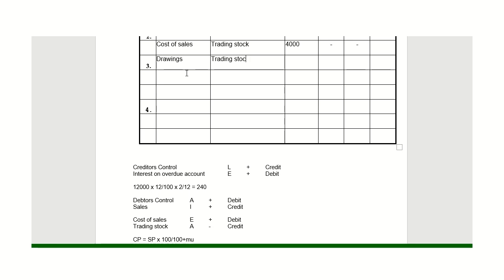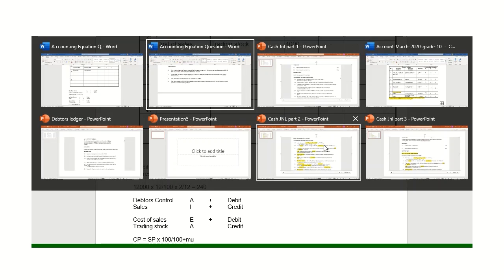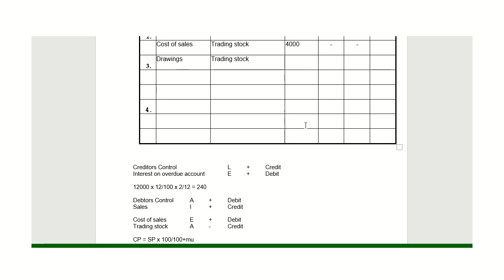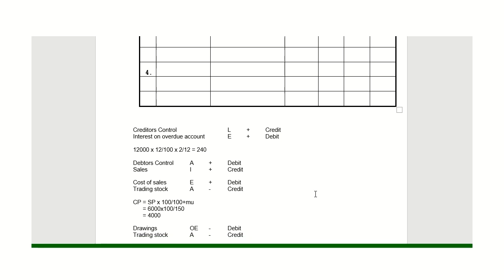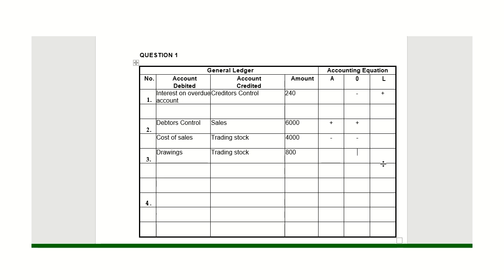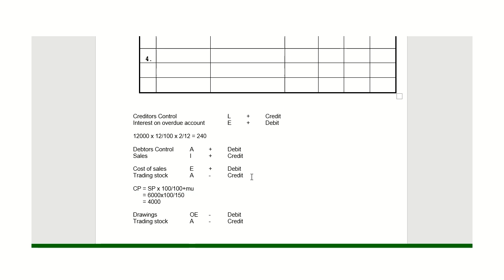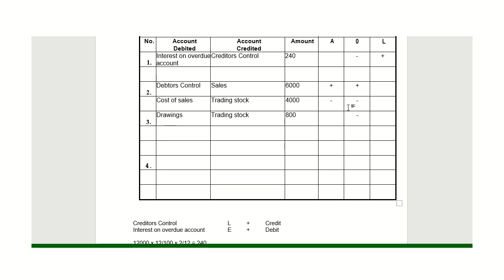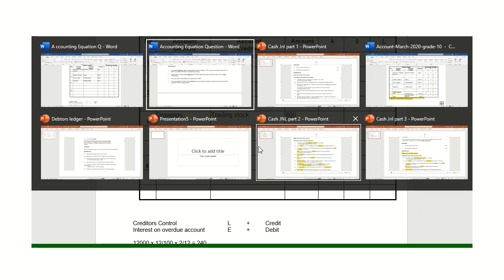The amount for personal use, 800 Rand. I said drawings is owner's equity, and owner's equity gets less, so I'll put a minus on the owner's equity. I said trading stock is an asset, it gets less, so I'll put a minus on the assets. Okay, these numbers are a bit far between.